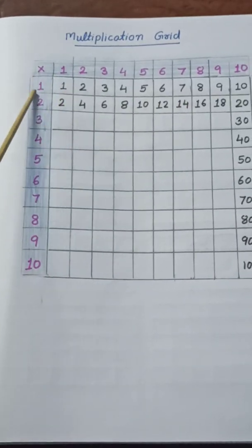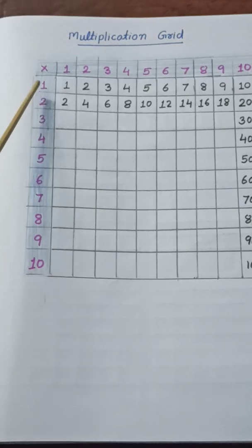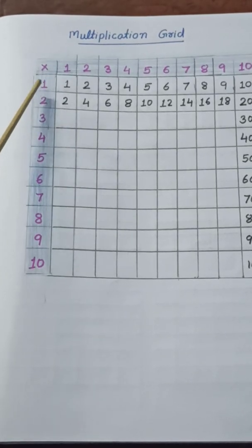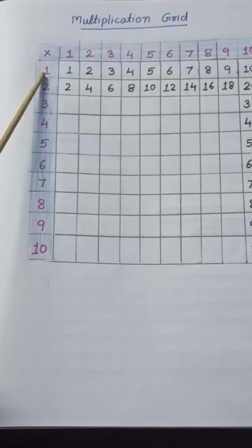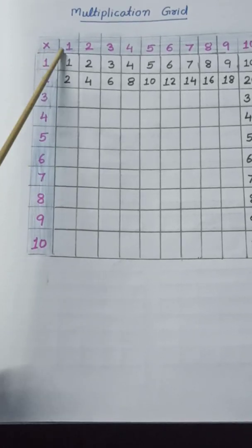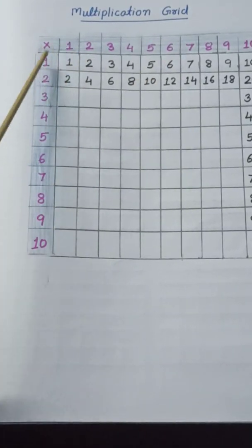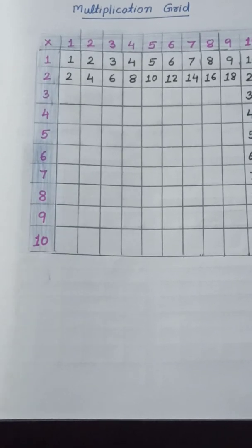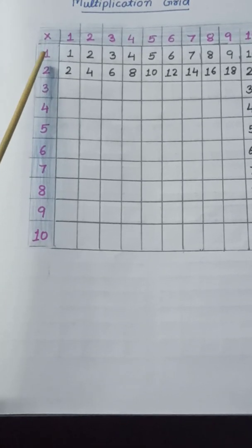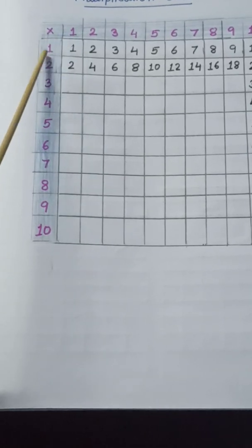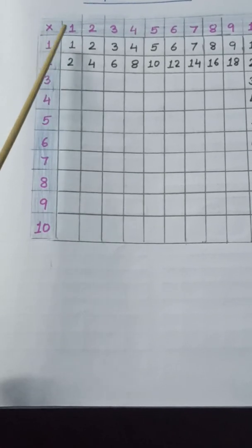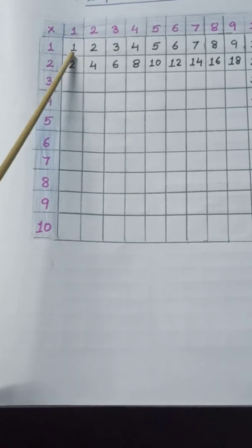First we see the first number. Here is 1, and children, here we will see the first number in the first column and first row, and these both numbers we will multiply. So let's see first. Here 1 and here also 1. So we will multiply. It means 1 ones are 1.